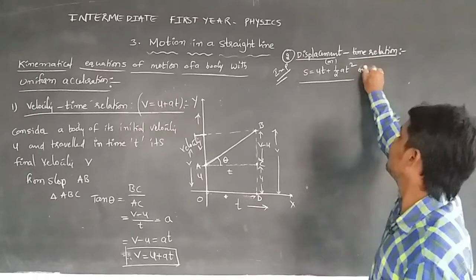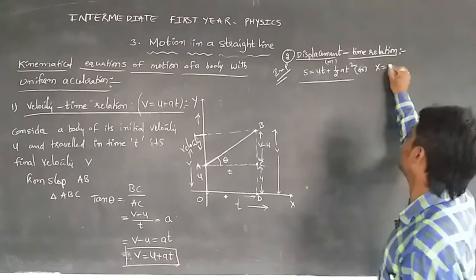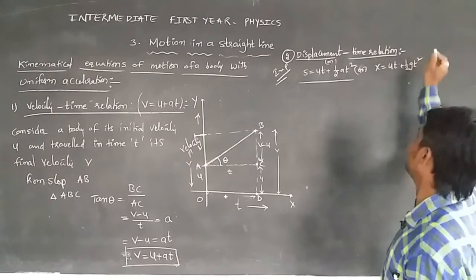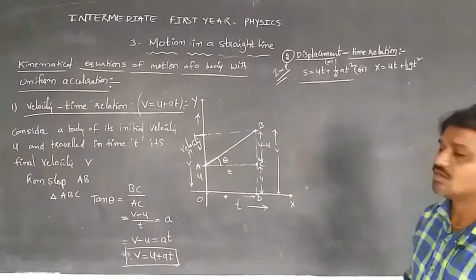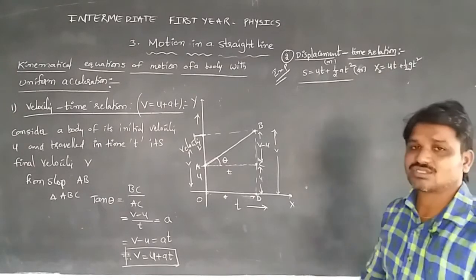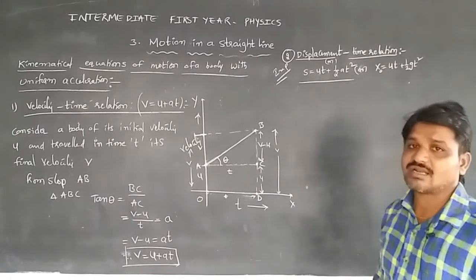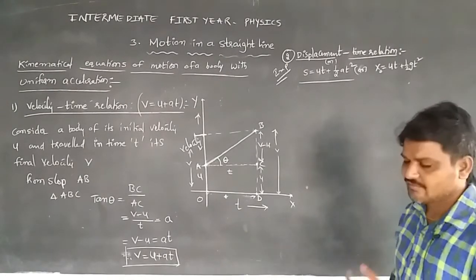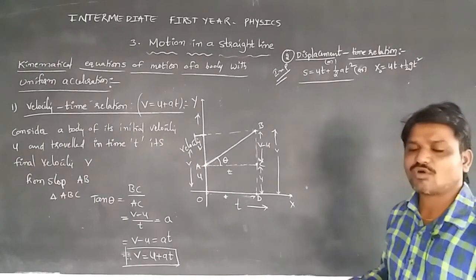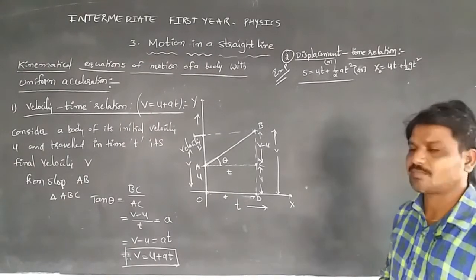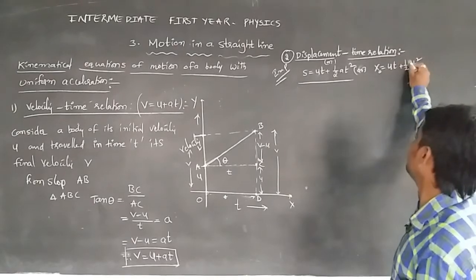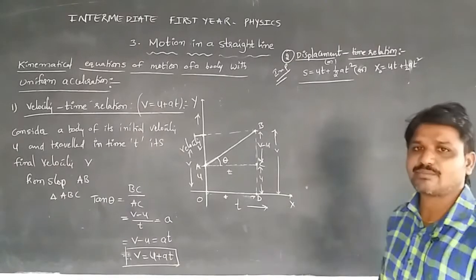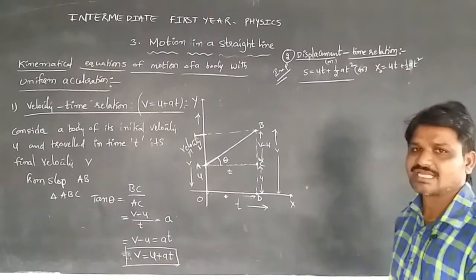They may ask for x is equal to ut plus half gt square, or half at square also, because in case of horizontal motion, acceleration due to gravity will not act. Whenever the body is moving vertically, then only acceleration due to gravity acts on the body. Whenever the body is moving horizontally, the body travels with acceleration. So at square or gt square, both will be the same whenever the body is moving horizontally, because at every point the acceleration is acting the same on the body.